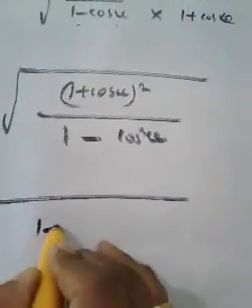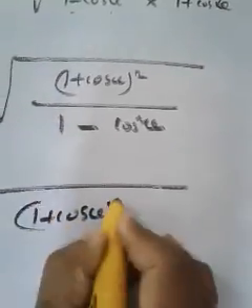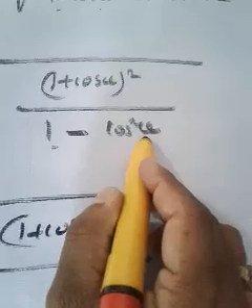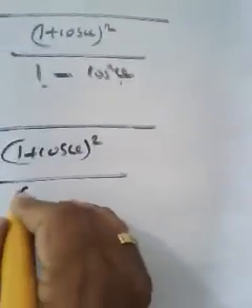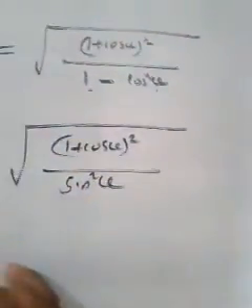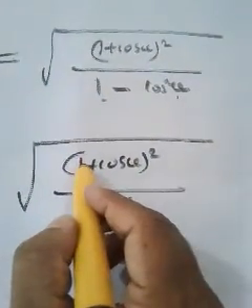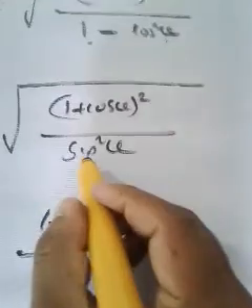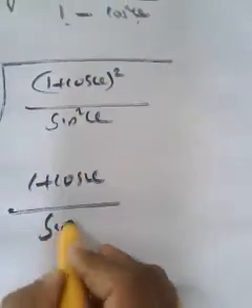Square root of 1 + cos θ whole square is as it is. And what is 1 - cos square theta? From the identity sin square theta plus cos square theta is equal to 1, 1 - cos square theta will be what? Sin square theta. Now you can apply the square root separately. When you apply square root for 1 + cos θ whole square, it becomes 1 + cos theta. When you apply square root for sin square theta, it becomes sin theta.